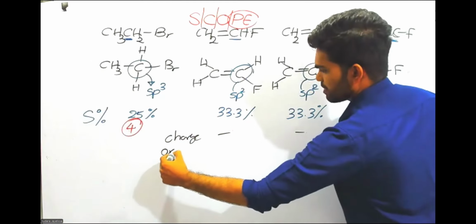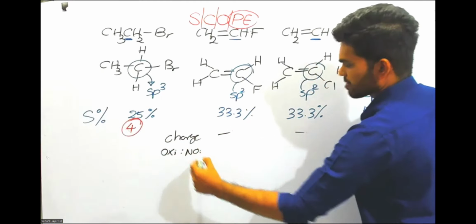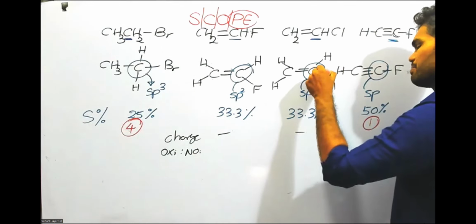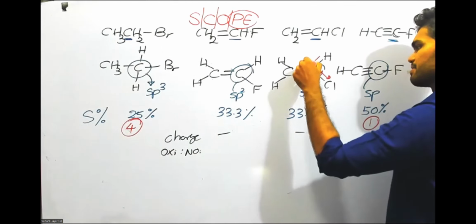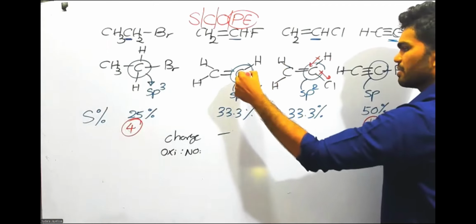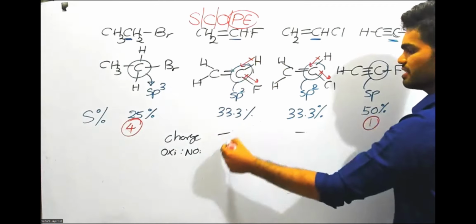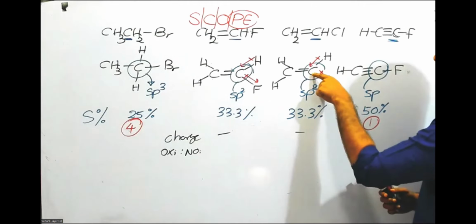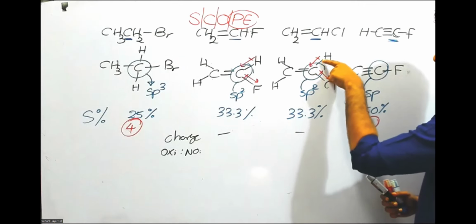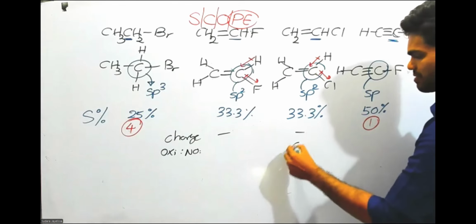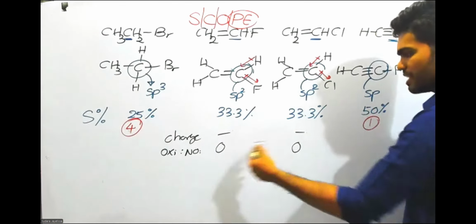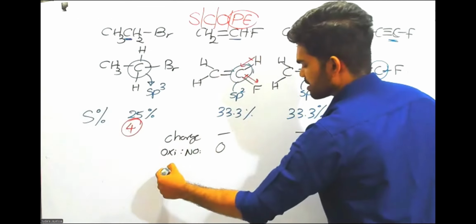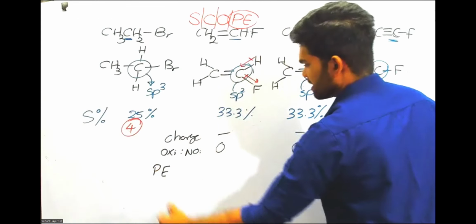Then if you check for the oxidation number, remember how we got the oxidation number? By marking dipole moments. If you take the oxidation numbers here, both oxidation numbers are 0 because carbon loses 1 electron partially and gains 1 electron partially. So you can see now oxidation numbers are also similar. Then we have to go to the last factor, which is peripheral atom electronegativity.